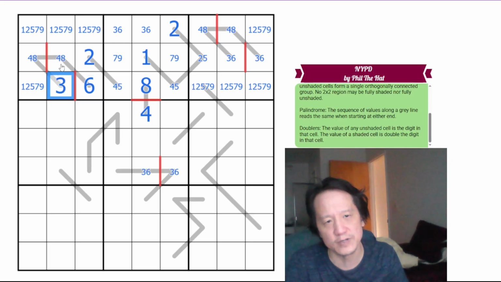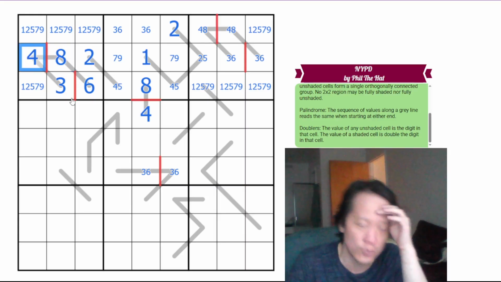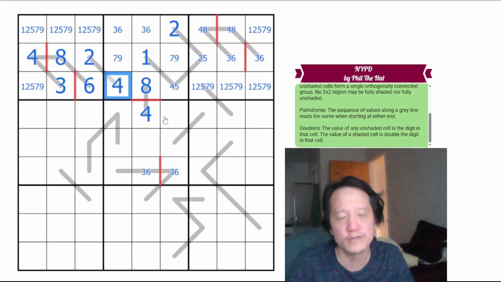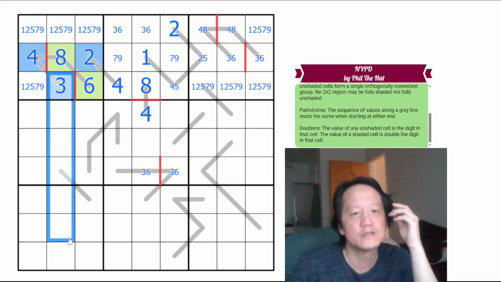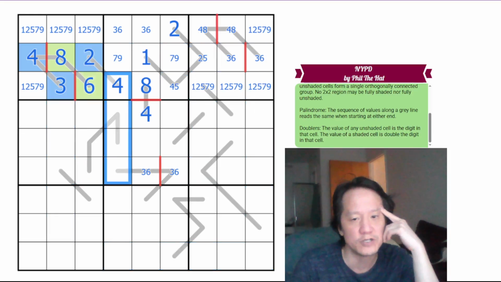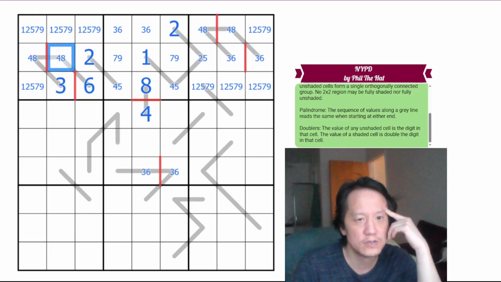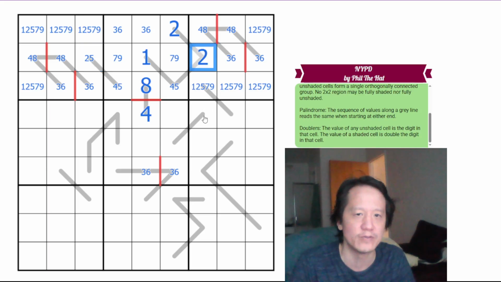This makes this 3. 3 can't be consecutive with 4, therefore it's 8. Therefore this is 4. The 2 would have to be with the 4 in value to be a palindrome. So 2 is doubled, 3 is doubled, and 4 is doubled, whereas 8 and 6 stay the same. The problem is we have this deadly pattern here, where this blue region has to be orthogonally connected, and so does the green region, so that fails. So this cannot be 2, but then if we try it on this side, we have the same problem.